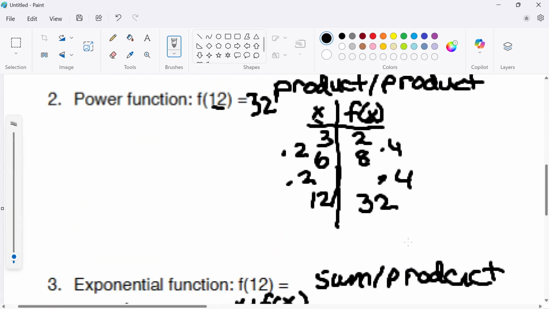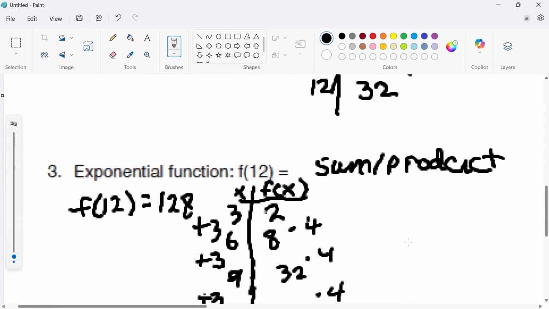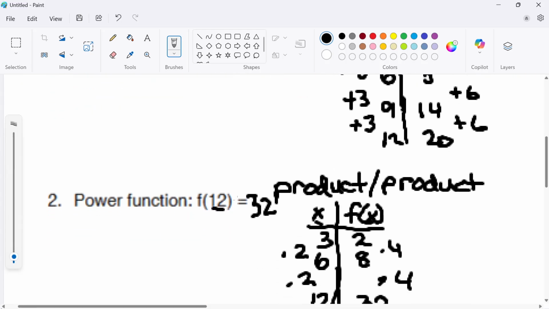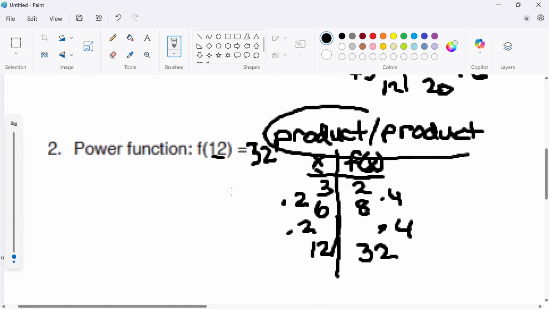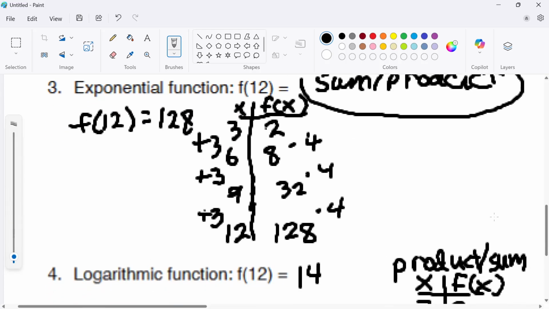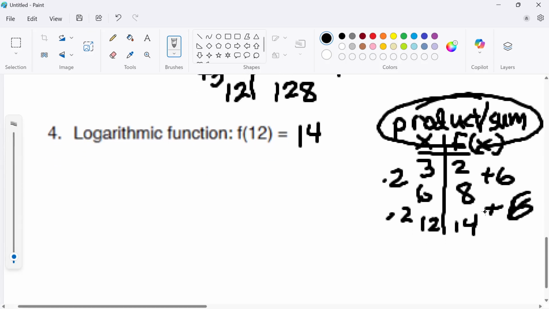So I've answered all 4 of them: linear, power, exponential, and logarithmic. And this is what to write in your notes. Linear function, when you're doing pattern recognition, sum, sum. Power function is product, product. You keep multiplying. Exponential function, sum, product. You add for the x's, you multiply for the y's. Logarithmic function is product, sum. You multiply for the x's, add for the y's.